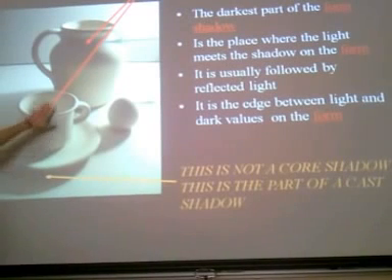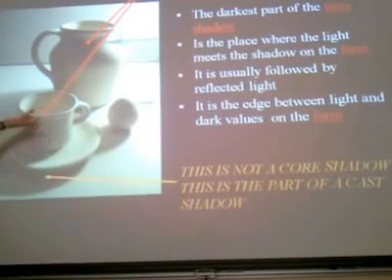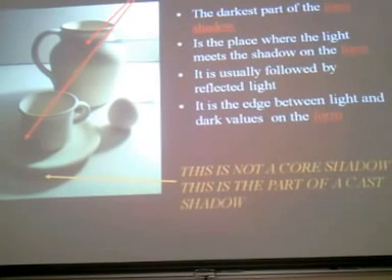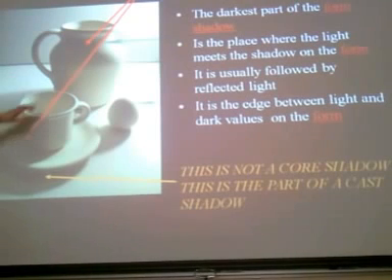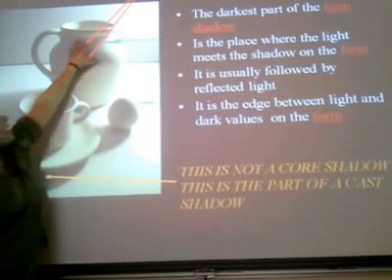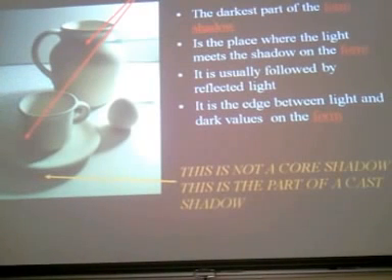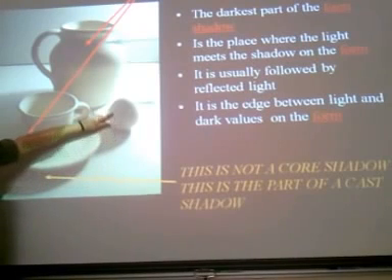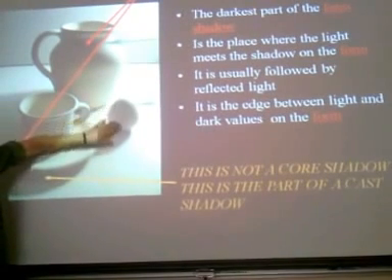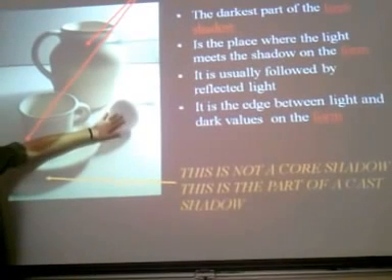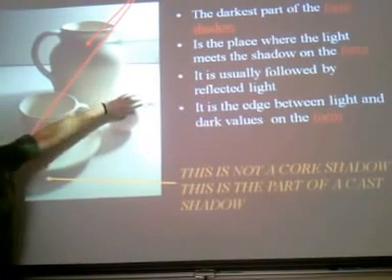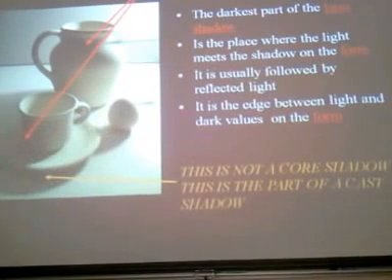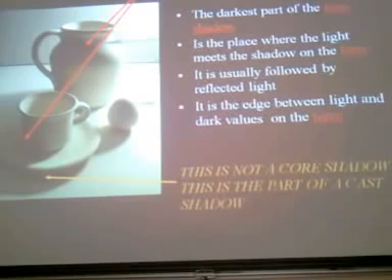Core shadow is always going to be on your forms or your objects that you're drawing, such as your animal or your still life object. It's the place where the light meets the shadow on the form. It's where they come together and create that really crisp, clear, dark edge. As it gets darker, that's where the core of the shadow is. It's usually followed by reflected light. For instance, it's really hard to see it right here, but there's some reflected light right here. And then the midtone is kind of grayish dark. And then right here is where your core shadow is going to be. It's the edge between light and dark values on the form.